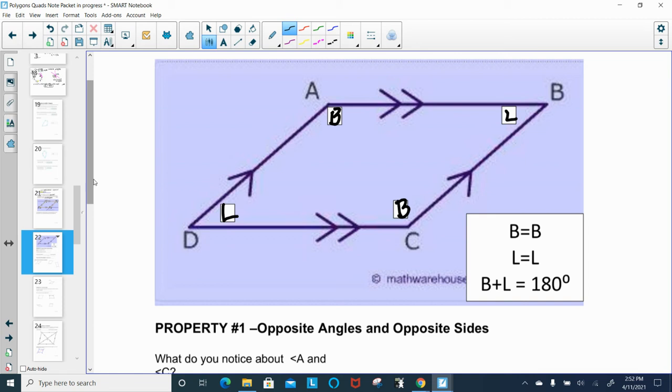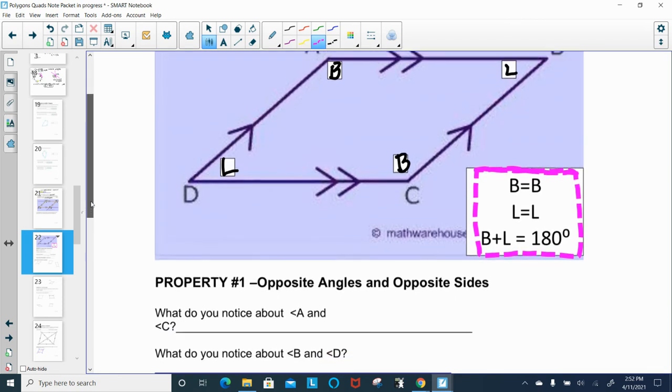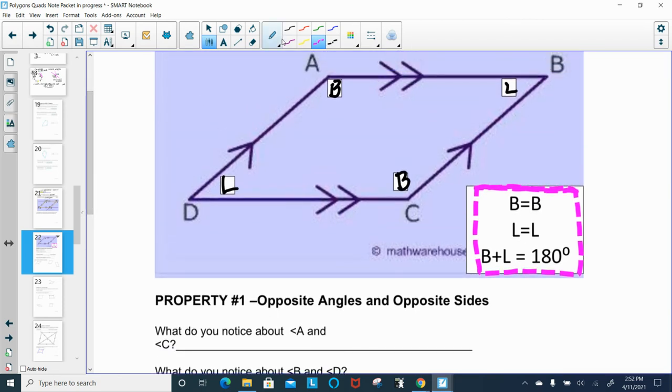Now remember, before we go on, remember this little lovely set of information here. Remember that your B's are always equal to each other. Your L's are always equal to each other. And B plus L will always equal 180. And that's something we knew from before. Now take a look at angle A. That's right here. And take a look at angle C. What do you notice? What do they both have here? They both have B's.